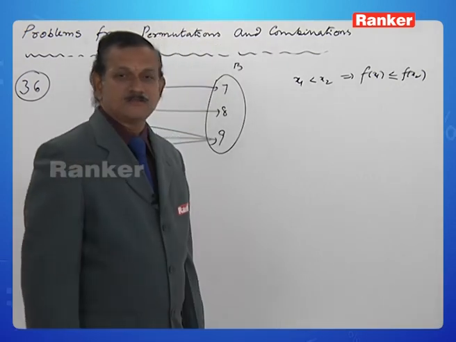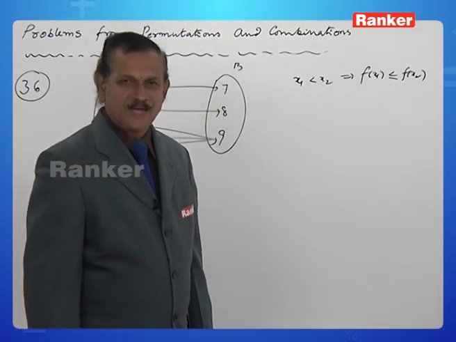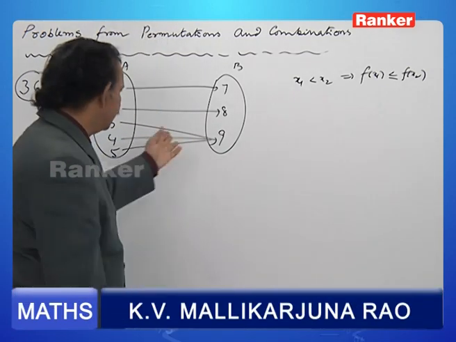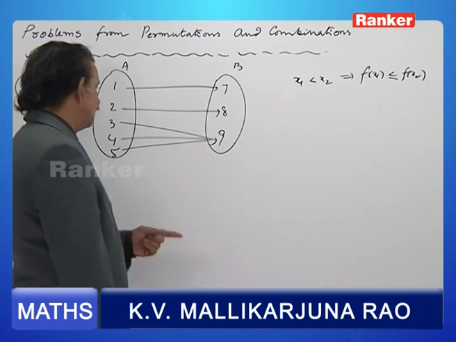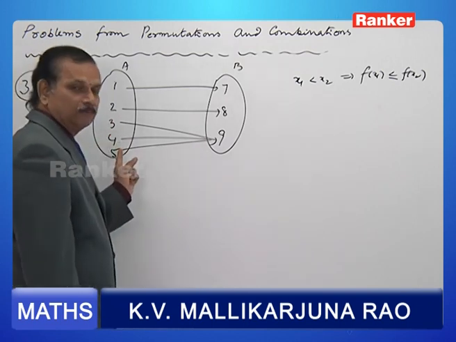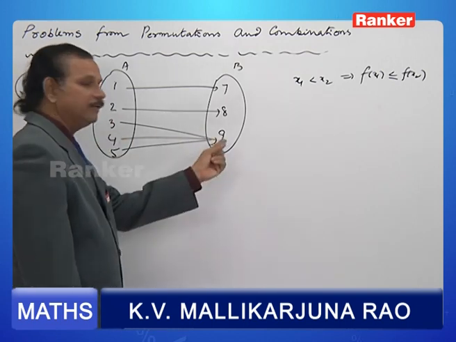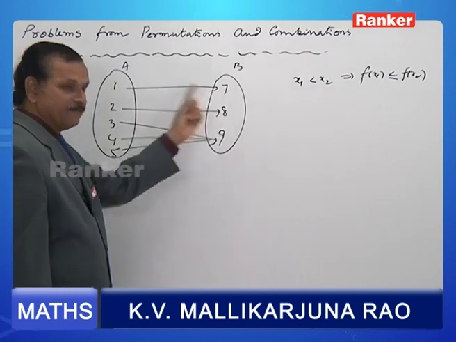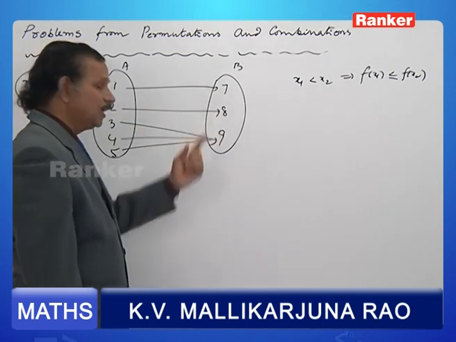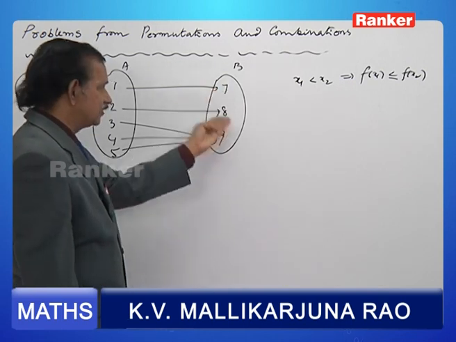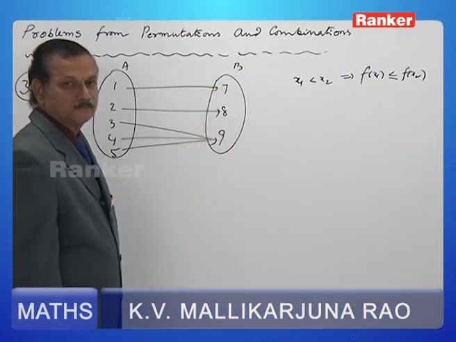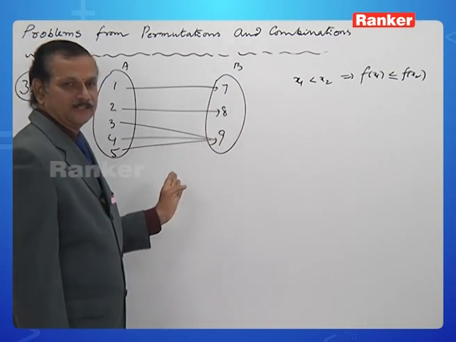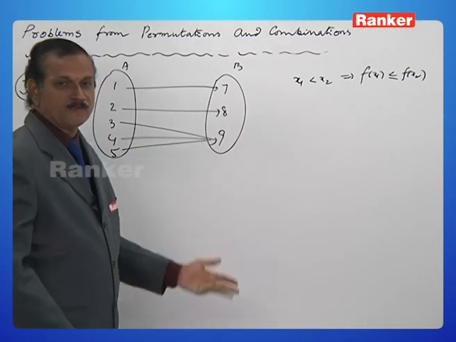Yes, let us examine whether the function which we have defined here is non-decreasing or not. 3 is less than 4, but f of 3 is equal to f of 4. 1 is less than 2. f of 1 is 7, f of 2 is 8. f of 1 is less than f of 2. So, that definition is absolutely followed here. This is a non-decreasing function.